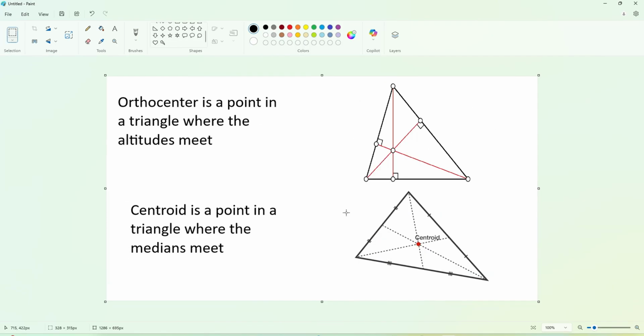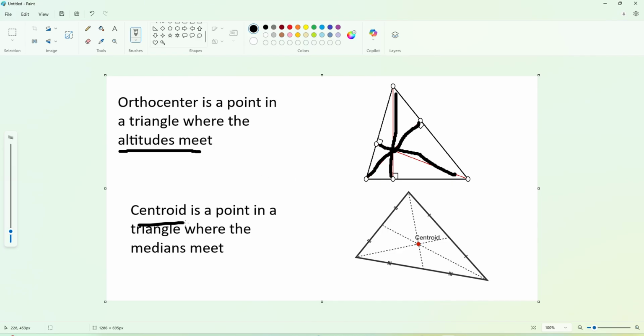Let's move on to the types of lines in a triangle. An orthocenter is a point in the triangle where the altitudes meet. So you can see this is the point, and these are our different altitudes.